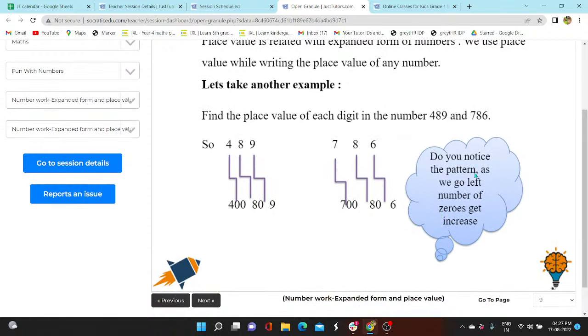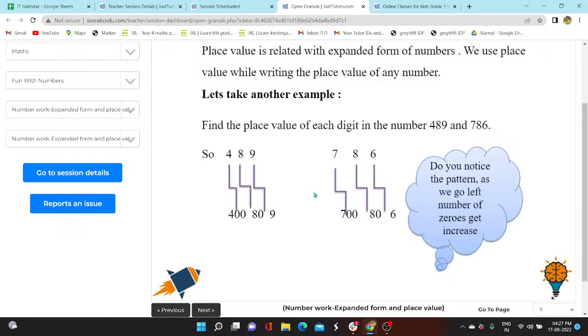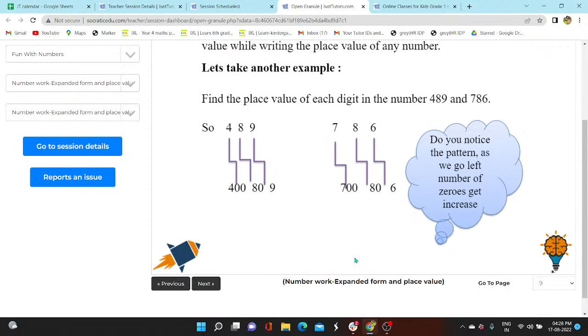Do you notice the pattern? As we go left, the number of zeros increases. Can you see that as we go towards the left side of this place value chart, the numbers are getting bigger? From 6, if we go towards the left, it becomes 80, then 700. If we go on, then 1000, 10,000, 100,000. This is how it would keep going, and the numbers would keep getting bigger as we go towards the left in this place value chart.